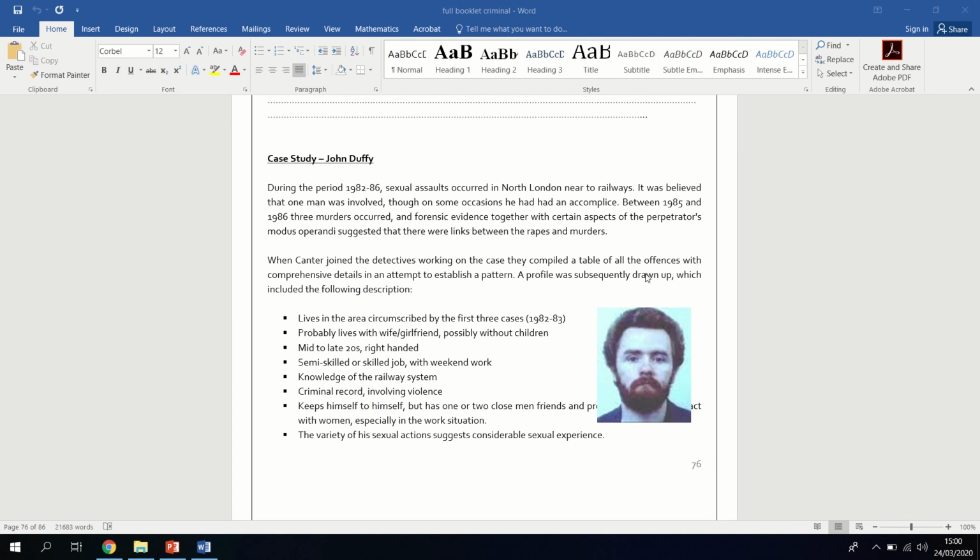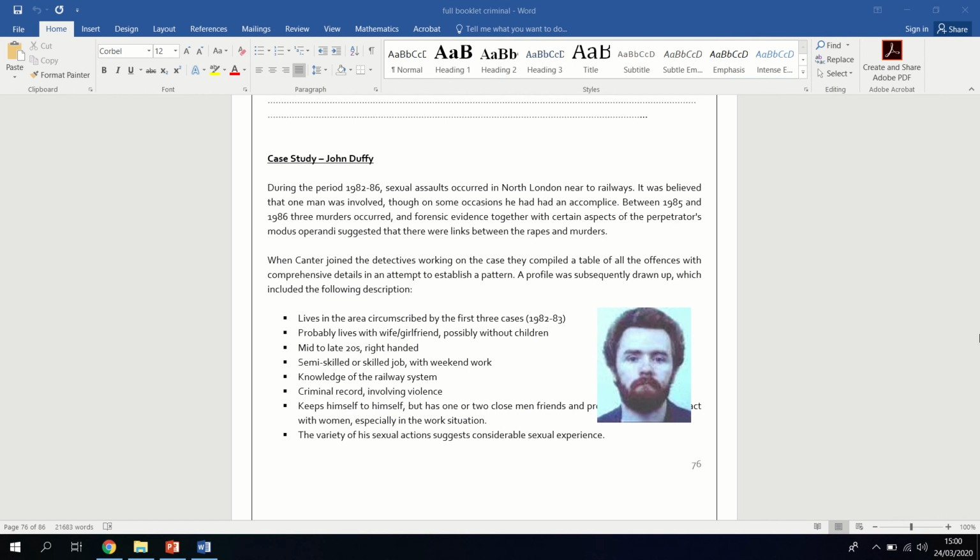A profile was drawn up, which included the following description. They said, this person that's done it, based on the evidence at the scene of the crime using bottom-up profiling, lives in the area circumscribed by the first 3 cases. So they live in the area. Probably lives with a wife or girlfriend, probably without children. They're mid to late 20s, right-handed, semi-skilled or skilled with a weekend job, knowledge of the railway system they've got because they've done it around that area.